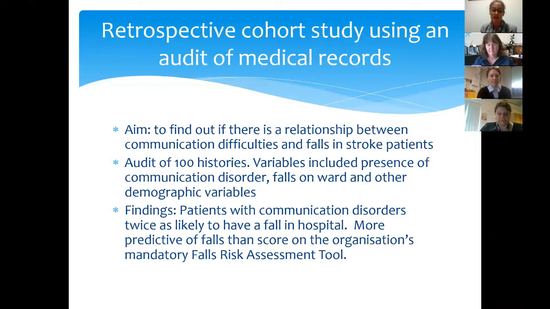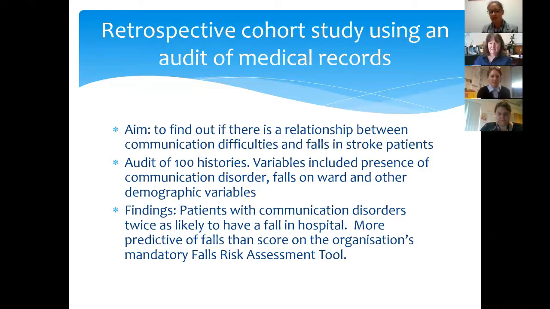And what she found was that the patients with communication disorders were twice as likely to have a fall while in hospital. She also found that this was more predictive of falls than the score on our organisation's mandatory falls risk assessment tool. I think these sorts of falls risk assessment tools are probably familiar to a lot of people in the audience.